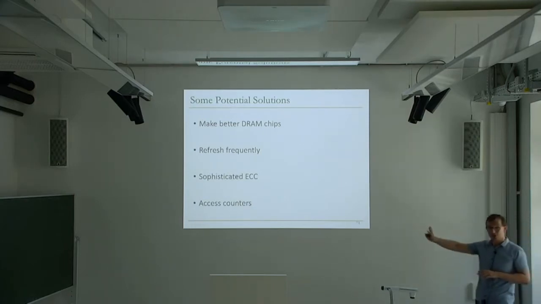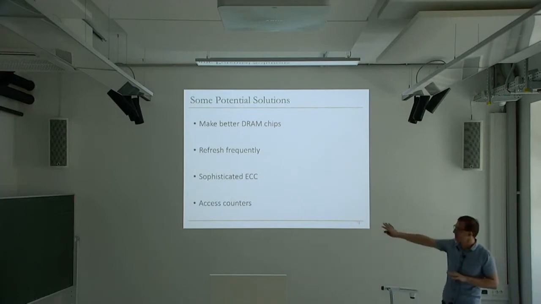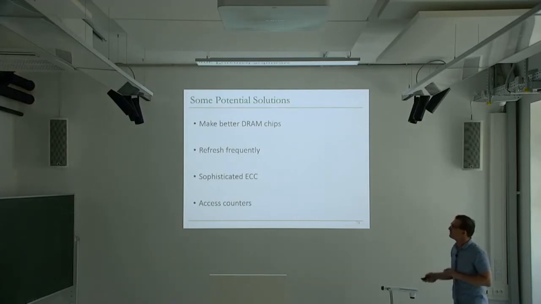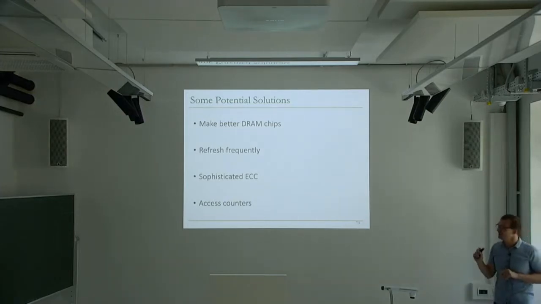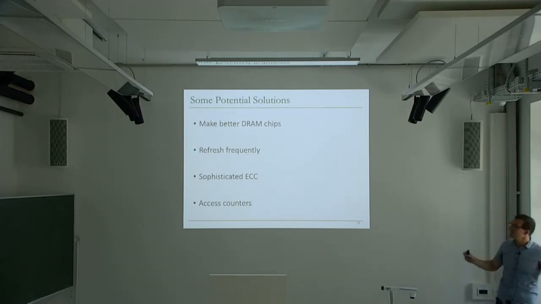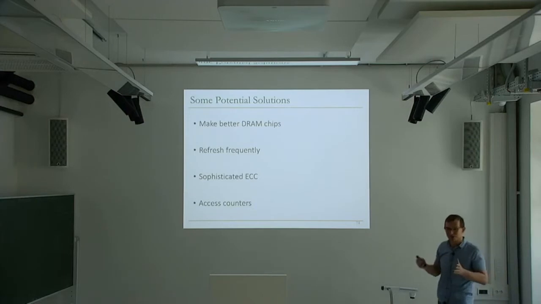It's important for other issues like variable retention time. I think variable retention time is a problem that can be solved with ECC because it's completely random as far as we know. Okay, access counter is also very interesting. The idea is to count the number of accesses you're doing to rows, and if you think some rows exceed the threshold, refresh those rows. So this sounds like a reasonable idea.